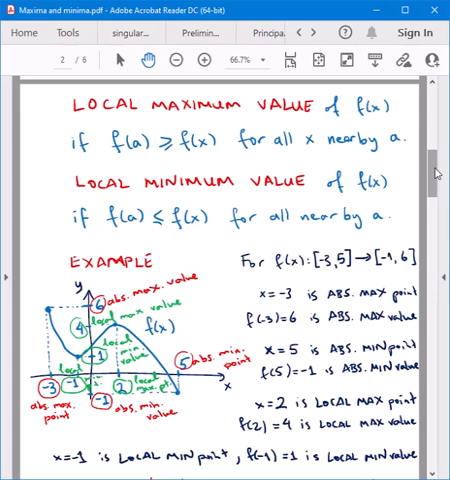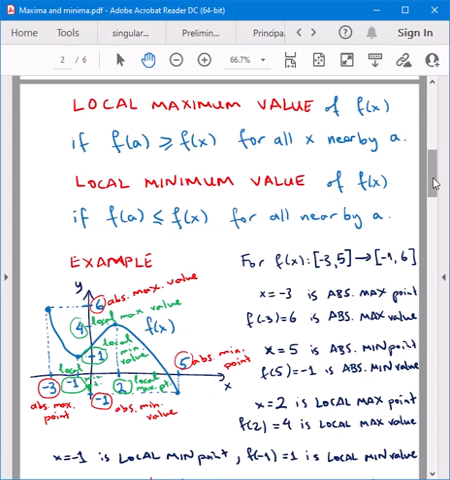So look at the picture here in the example. This is an example where the function is defined from -3 to 5, so that's the domain of the function, and the range is -1 to 6. So the largest value that the function takes here is happening at -3. So then -3 is called the absolute maximum point, which is the x coordinate. And look at the value. The value is 6. So 6 is called the absolute maximum value of the function.